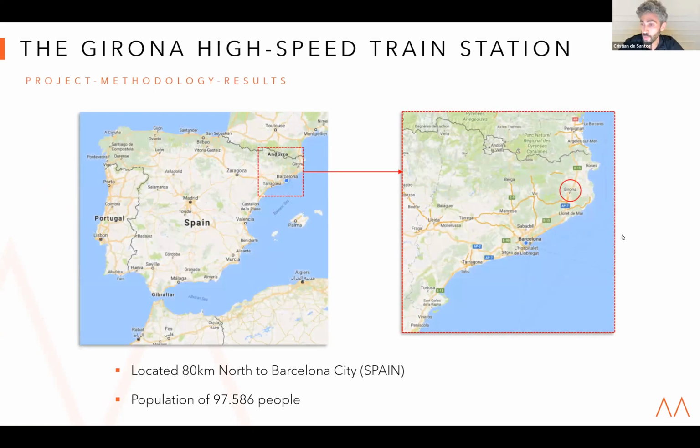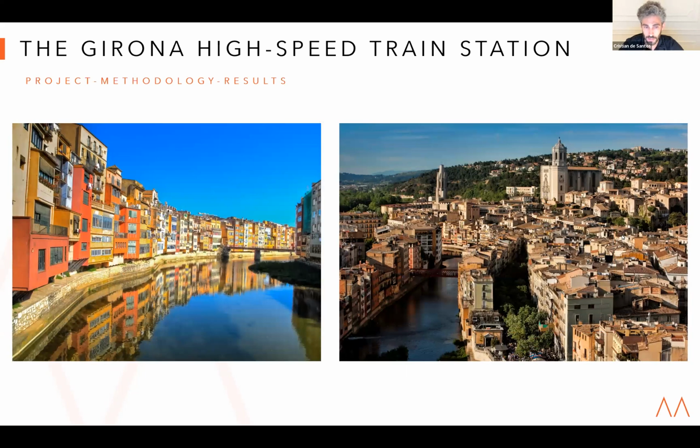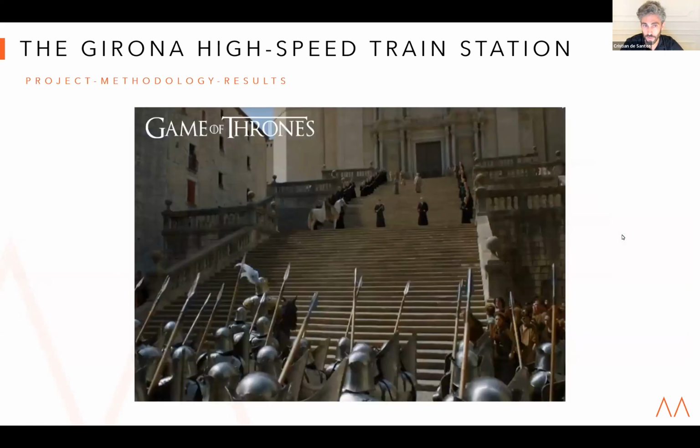For the ones that don't know what Girona is, Girona is a city located 80 kilometers north of Barcelona, Spain, with a population of almost 100,000 people. Here are some images of the old town of Girona. On the left, the typical place with the river, the houses, and on the right, the old town with the cathedral behind. The cathedral is quite famous for a TV show, Game of Thrones. I don't know if you are a fan of Game of Thrones, but the stairs are from the Girona Cathedral.